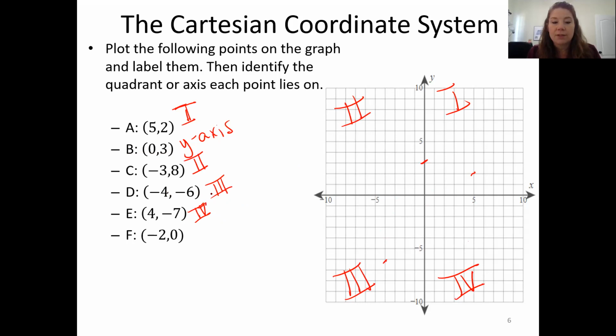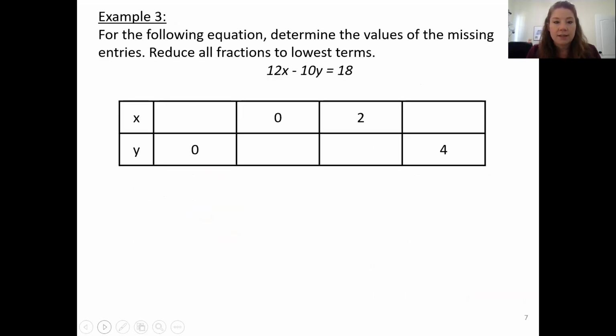It's been a while. And then for F, we go left 2 and then we stop, so we find ourselves on the x-axis. How'd you guys do? I bet everybody got them all right. I'm sure you did. All right, now the other type of problem you're going to have looks like this.